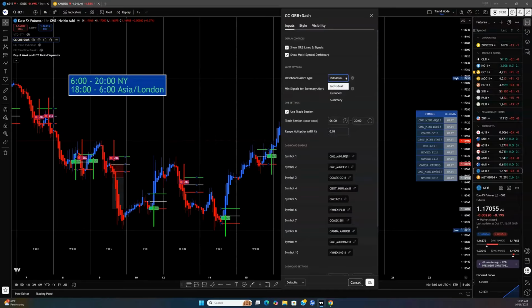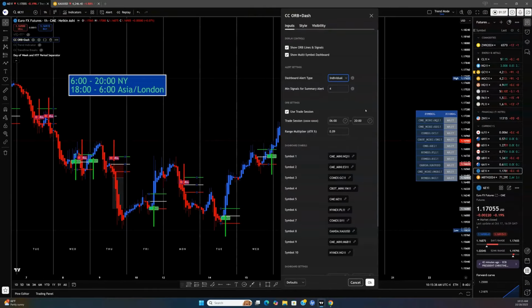I have mine on individual. You have grouped, and you have summary. It explains right here what it is. Individual, just one alert per symbol. Grouped is combined buy and sell alerts for that symbol, and summary is a single alert with all active signals. So summary is like if you pick euro dollar for an alert, and then all other active alerts that you have on the dashboard will also go off if there's a buy or sell. I just use individual alerts.